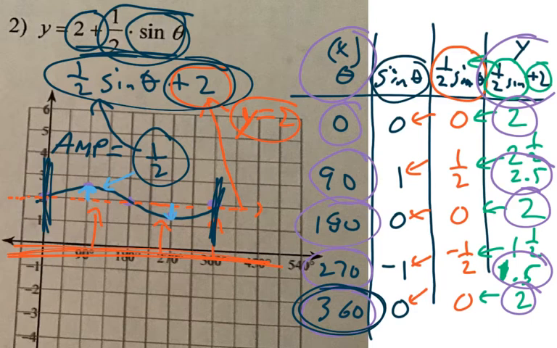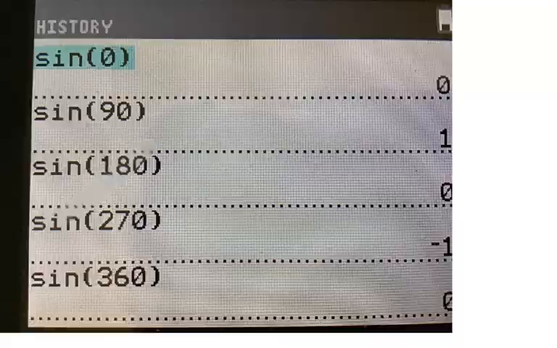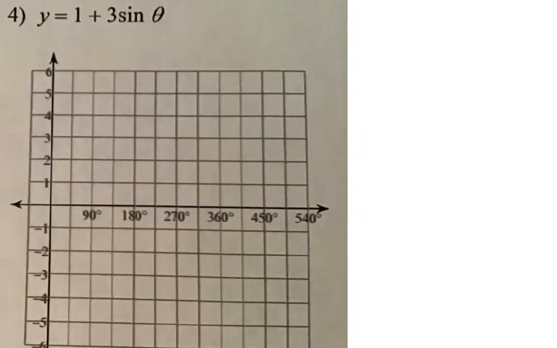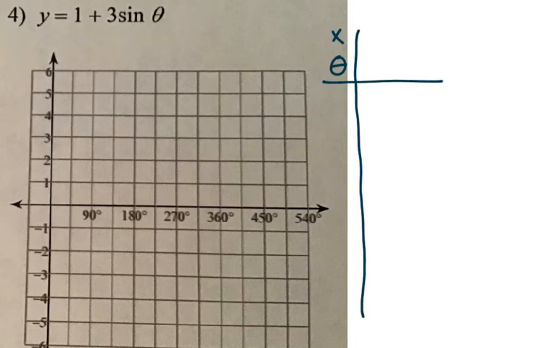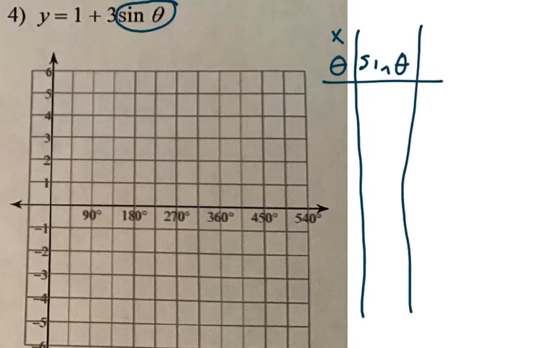All right, let's do one more. So what am I going to do again, guys? We're going to make a table starting with our x, which is really theta. Let's do it in 3 steps again. We're going to do sine of theta. Then we're going to times it by 3. So 3 times sine of theta.